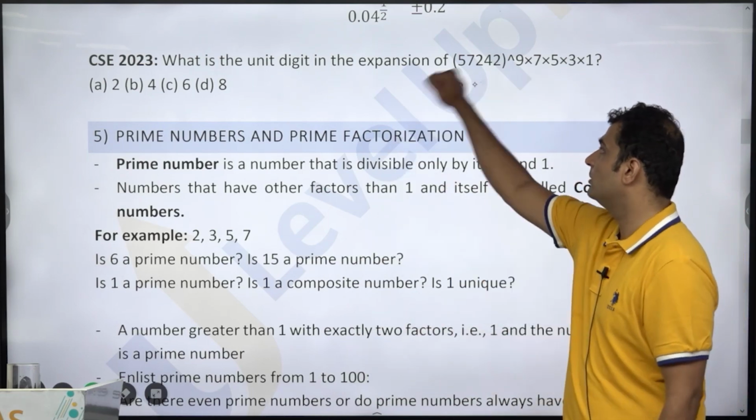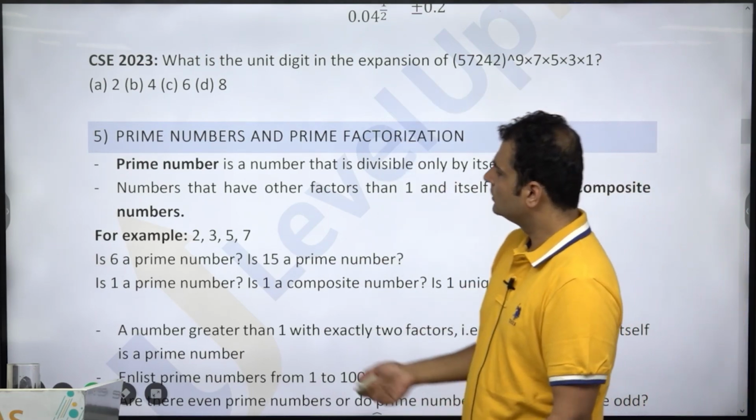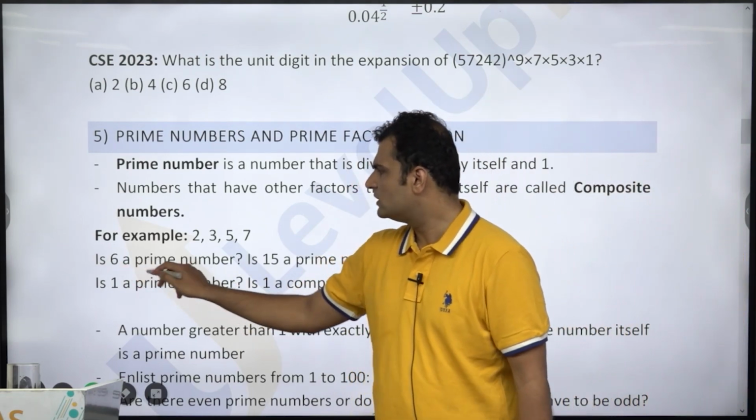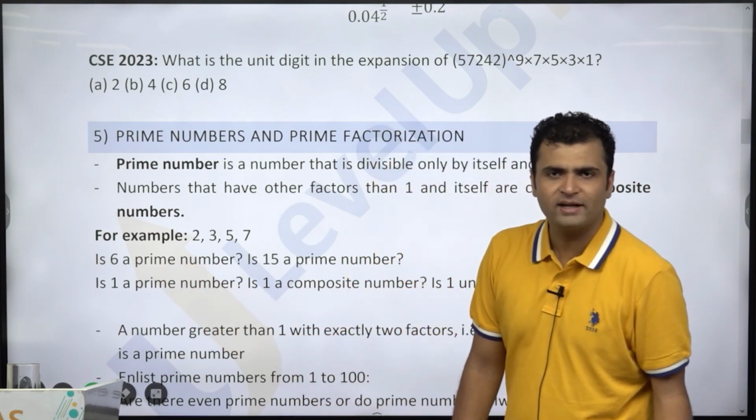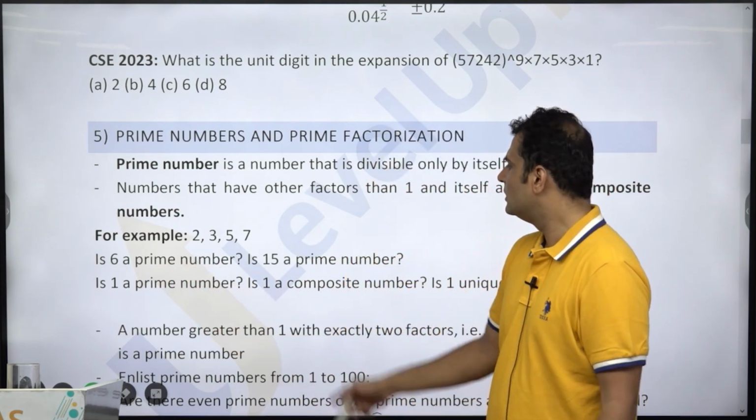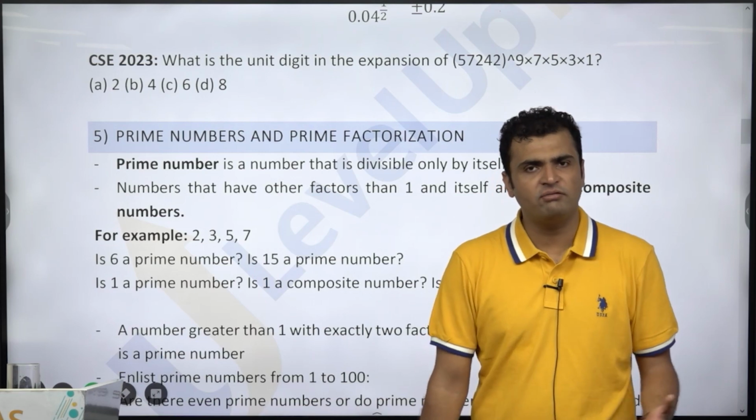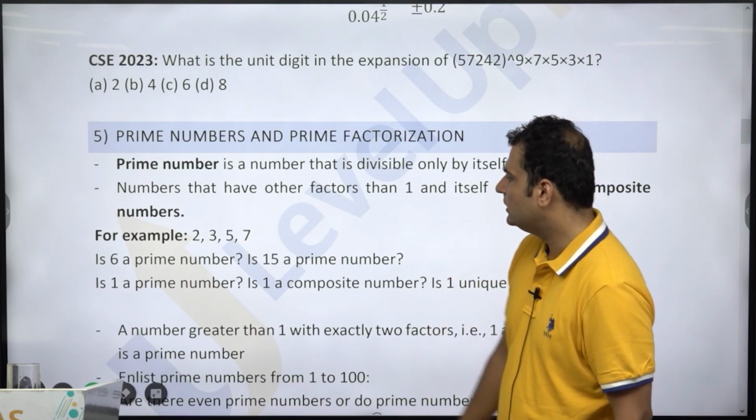You need to remember prime numbers till 100. Then a few questions. Is 6 a prime number or not? No. 2 and 3 are factors of 6, so 6 cannot be a prime number. Is 15 a prime number or not? No. 3 and 5 are factors of 15. Then, is 1 a prime number?